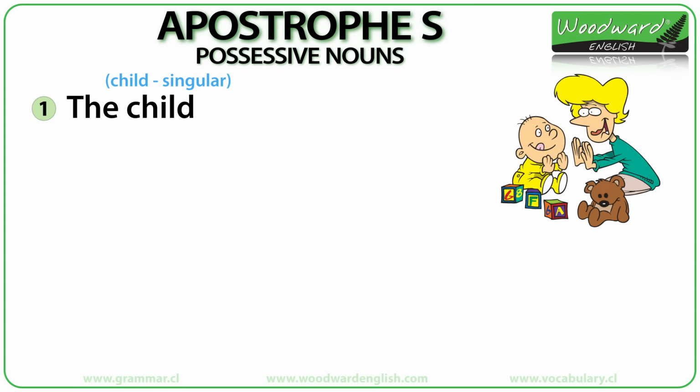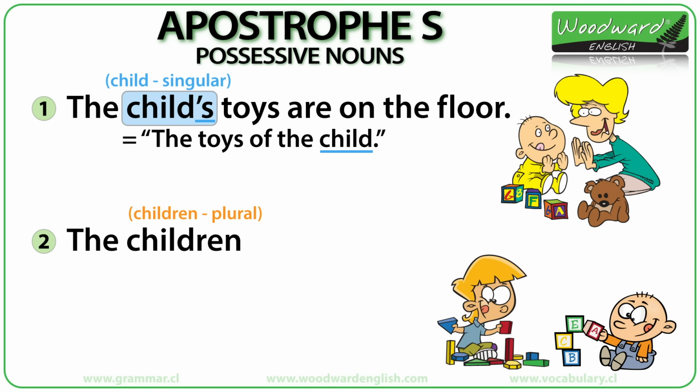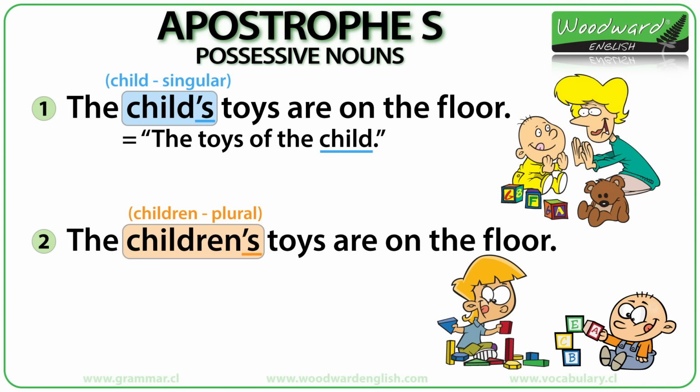Now, not all plural nouns end in S. For example, child is a singular noun. We can say, the child's toys are on the floor. This refers to the toys of one child. How can we say the same thing but referring to more than one child? The plural of child is children. So our sentence is now, the children's toys are on the floor.